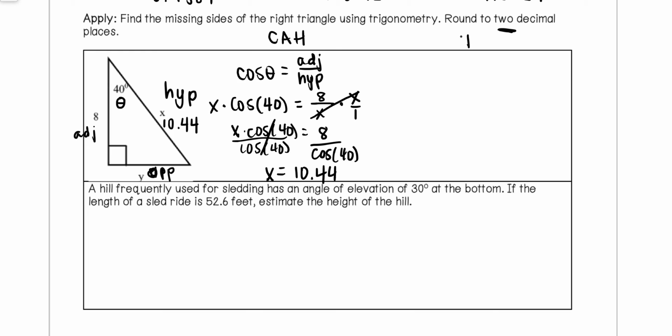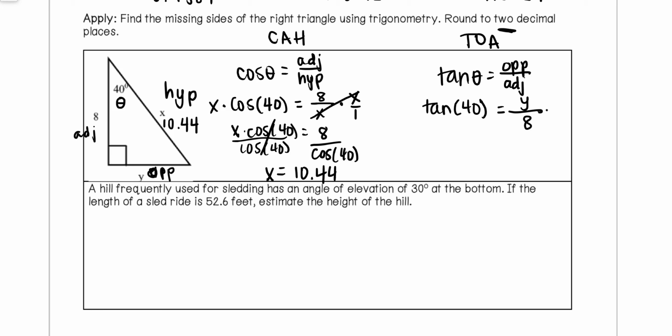So the one that uses those two sides is your tangent function. Remember, TOA for tangent of theta is equal to opposite over adjacent. Again, our theta is our angle measure, so we said it was 40 degrees. So tangent of 40 equals your opposite y over your adjacent, which was worth 8.